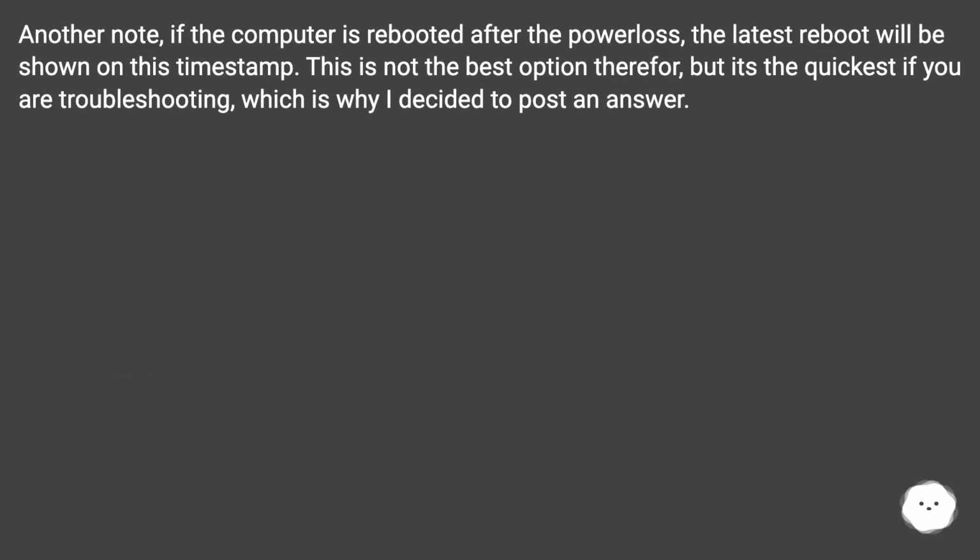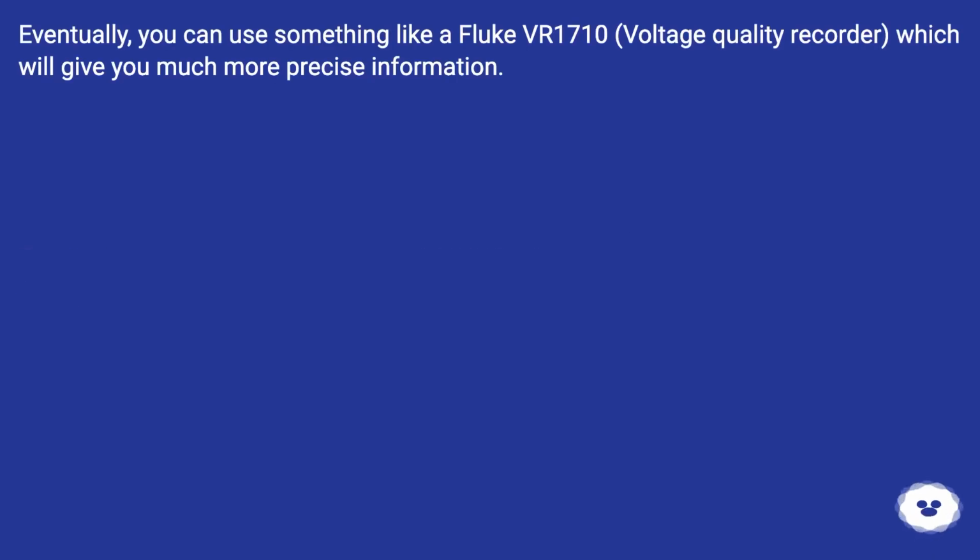Another note, if the computer is rebooted after the power loss, the latest reboot will be shown on this timestamp. This is not the best option therefore, but it's the quickest if you are troubleshooting, which is why I decided to post an answer. Eventually, you can use something like a Fluke VR1710 voltage quality recorder, which will give you much more precise information.